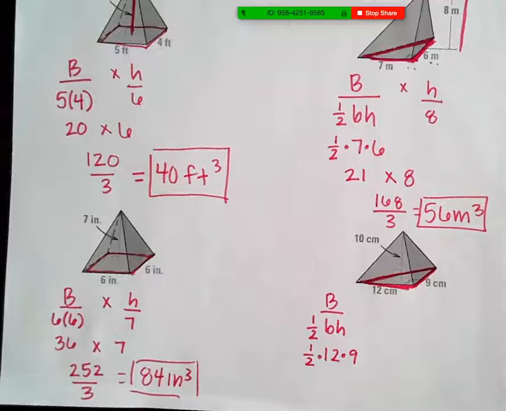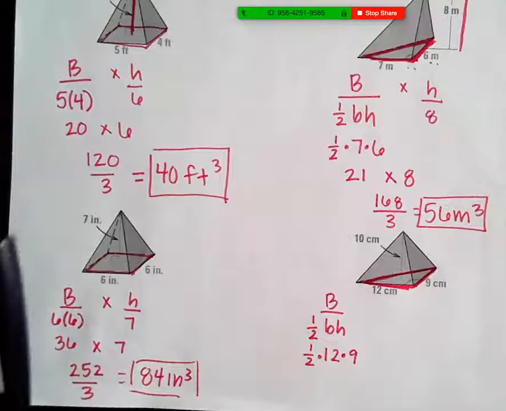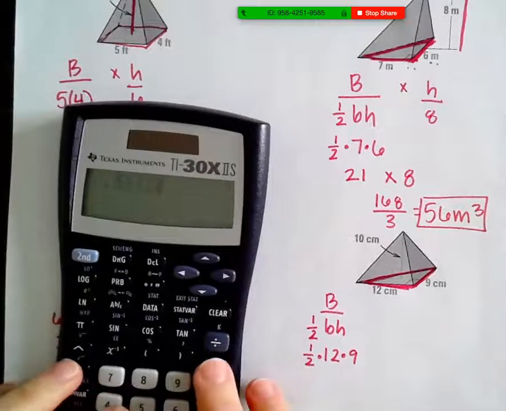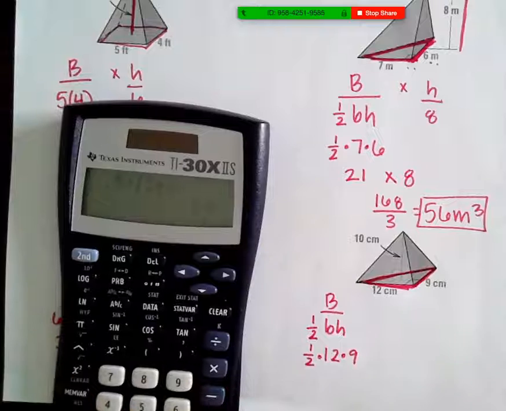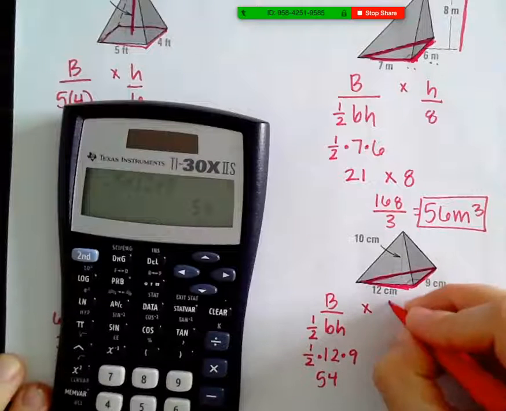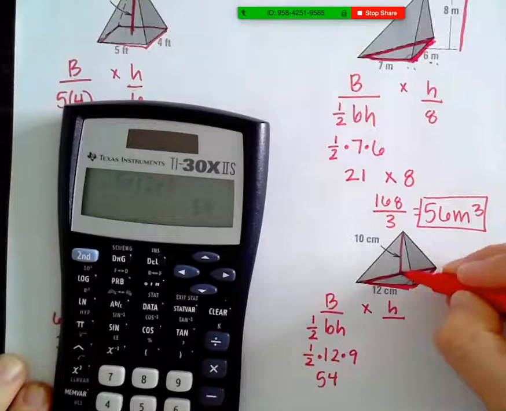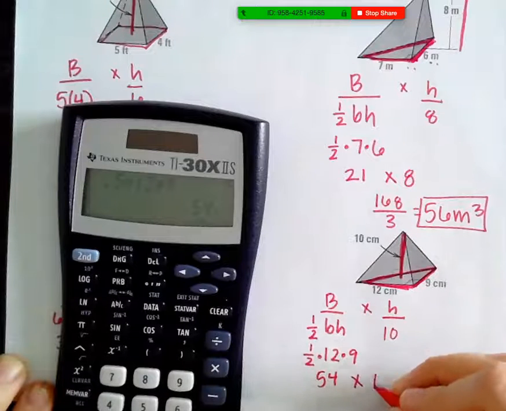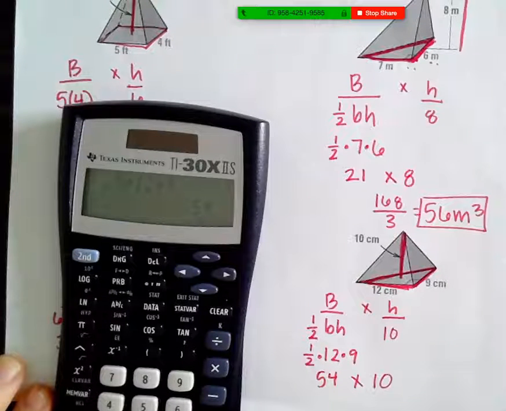So let's see how that goes in our calculator here. Got it? I'll wait. Anyone else get 54? Beautiful. Okay, how tall is our pyramid? 10. So now we have to take 54 times 10. 540. That's it.